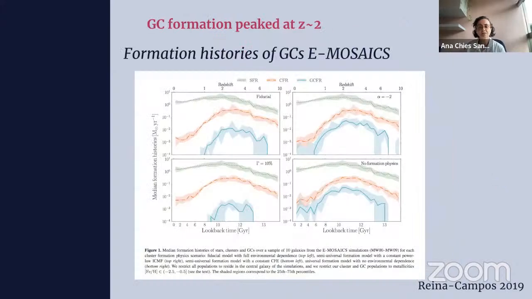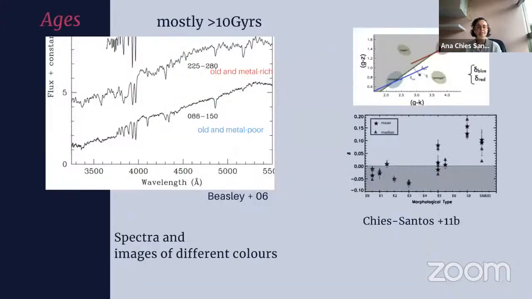And these simulations show that the GC formation peaked at redshifts of about 2, in a similar manner to the star formation histories of galaxies. And observationally, we see that the ages of clusters are mostly older than 10 billion years. And this has been determined through careful analysis of spectra and images of different colors.